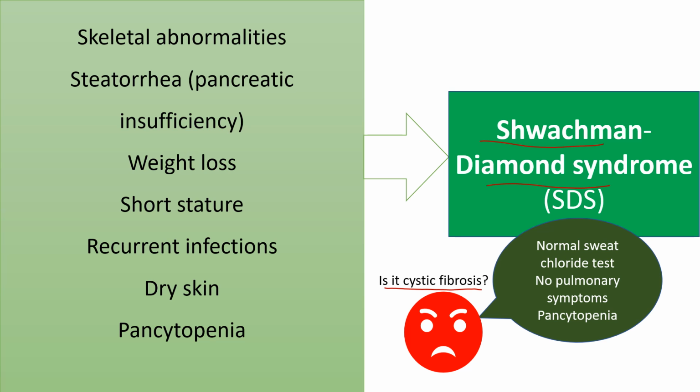In case of Shwachman-Diamond syndrome, you will have normal sweat chloride test, no pulmonary symptoms, and the patients with Shwachman-Diamond syndrome do have pancytopenia, not with cystic fibrosis.